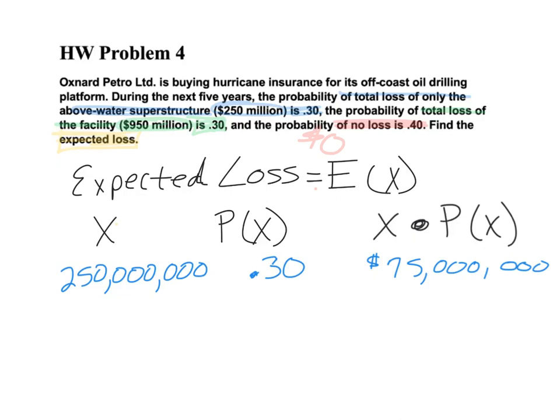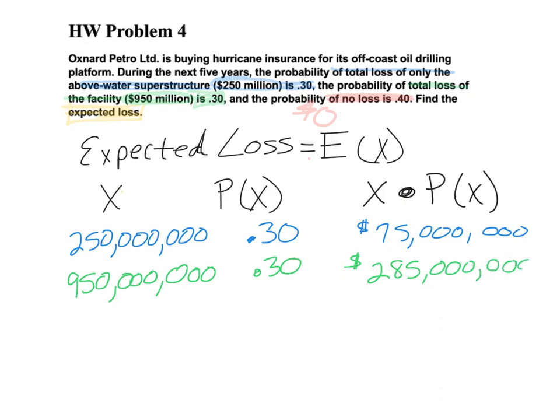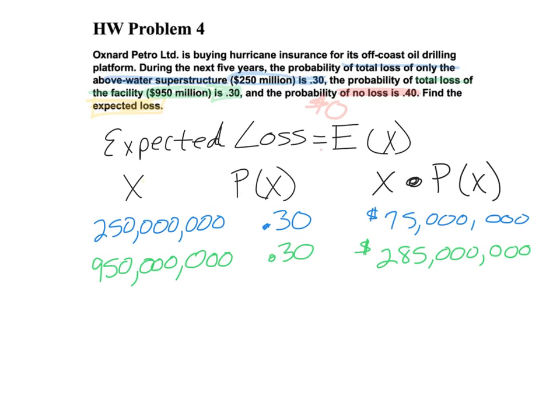Still lots of zeros, huh? The second event that could possibly happen is the total loss of the facility. That cost would be 950 million. Again, there's a 30% chance that's going to happen. So we're going to multiply 950 million times 0.30, and we end up with 285 million. And then, of course, for the loss of 0, there's a 40% chance of that. 0 times 0.40 is just going to be 0.